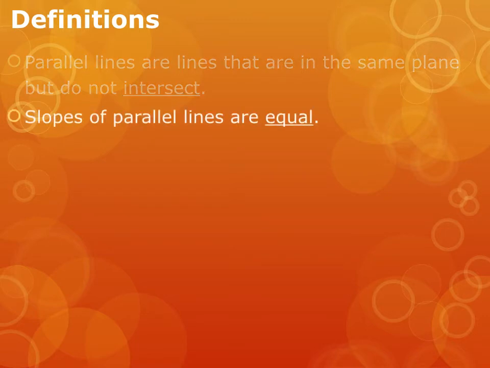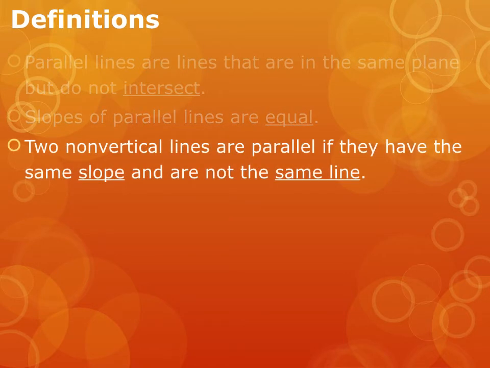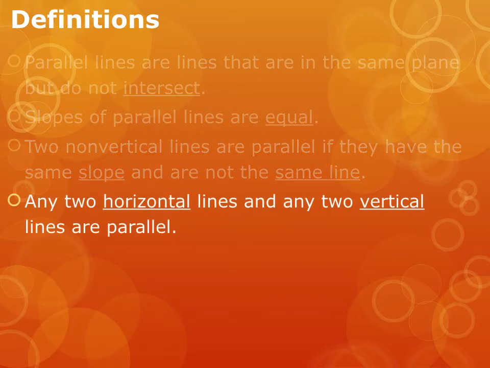Slopes of parallel lines are equal. Two non-vertical lines are parallel if they have the same slope and are not the same line. Any two horizontal lines and any two vertical lines are parallel.